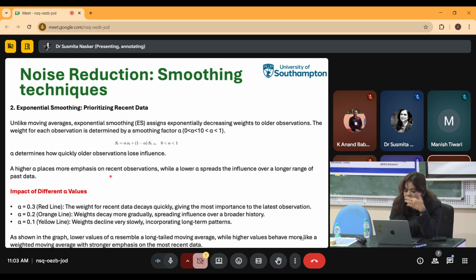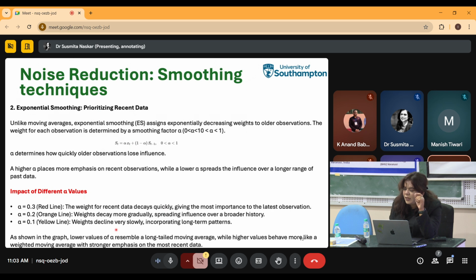Similarly, if you choose alpha by validation, for example using MAE or some other way, you can get different values of alpha, put them here, and from that you can get a graph, okay? The graph will be for different cases of alpha. So alpha can be 0.3, 0.2, 0.1, and that will let you know whether the weight decays more gradually, whether it declines very slowly, or whether it decays very quickly. So from the graph you can understand that.